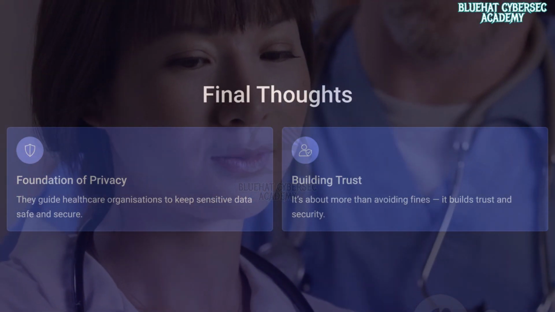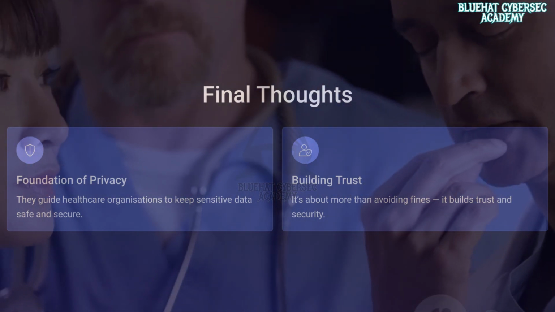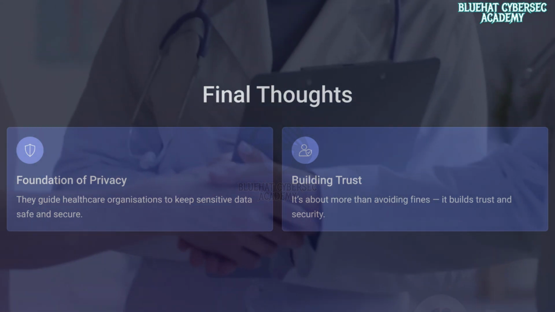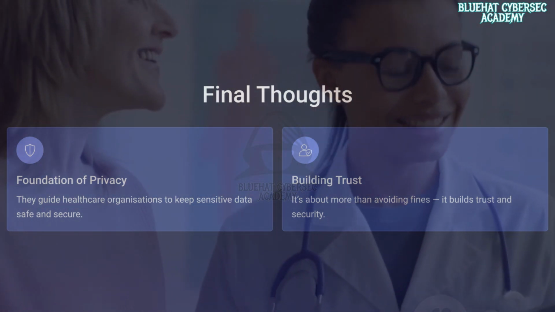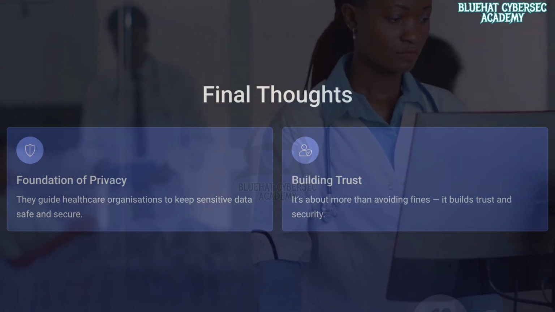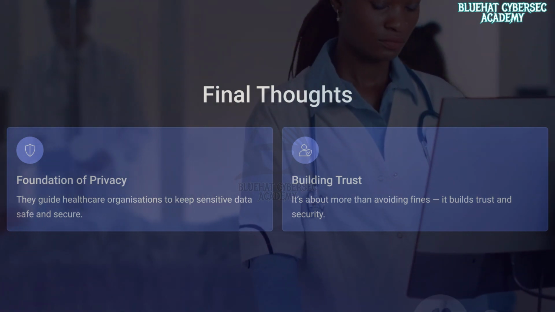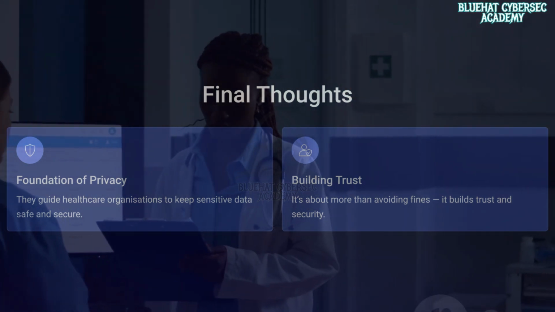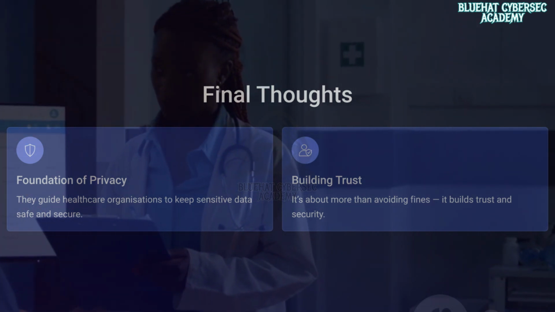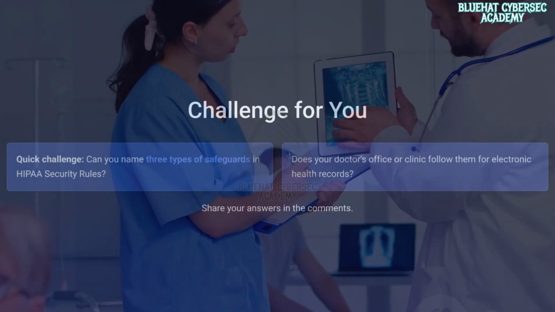HIPAA security rules are, honestly, essential for protecting the confidentiality, integrity, and availability of electronic health information. Following these rules isn't just about avoiding fines, it's about building a culture of trust and security. By combining administrative, physical, and technical safeguards, healthcare organizations can protect sensitive patient data while delivering quality care. In short, HIPAA security rules form the foundation of healthcare privacy laws, guiding organizations to keep the most sensitive data safe and secure.